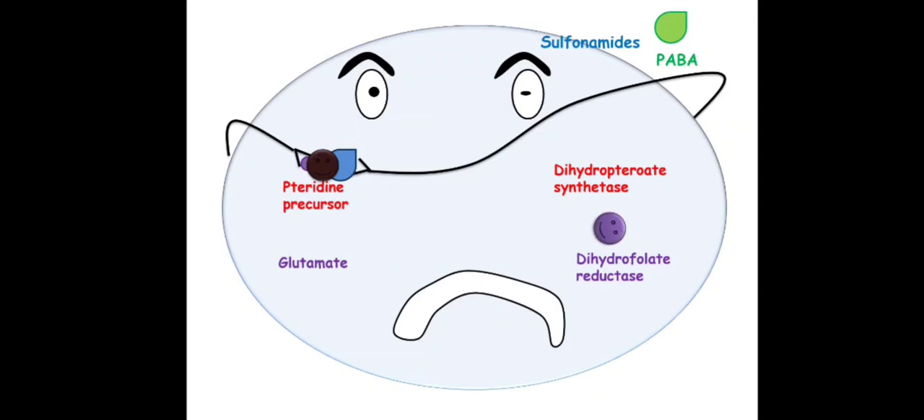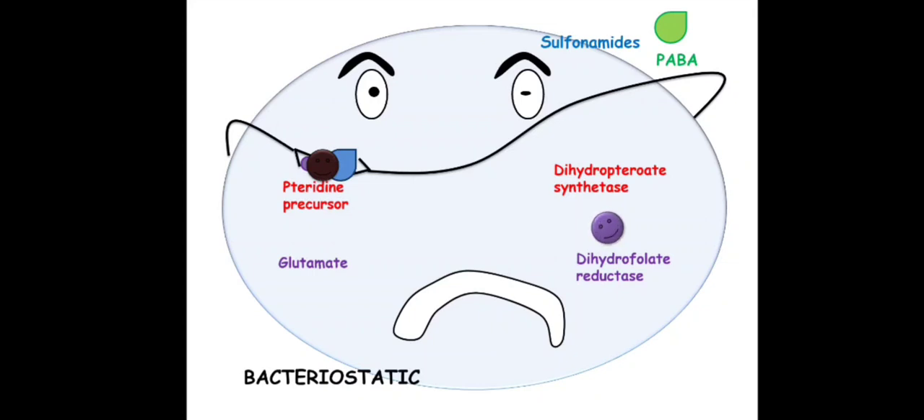Because of which there won't be any dihydrofolic acid synthesis. So this action is said to be bacteriostatic action. So it is inhibiting the growth of the bacteria. Our sulfonamide is not killing the bacteria, it does not have any cidal action, it has bacteriostatic action. So what it is doing is inhibiting the enzyme dihydropteroate synthetase.